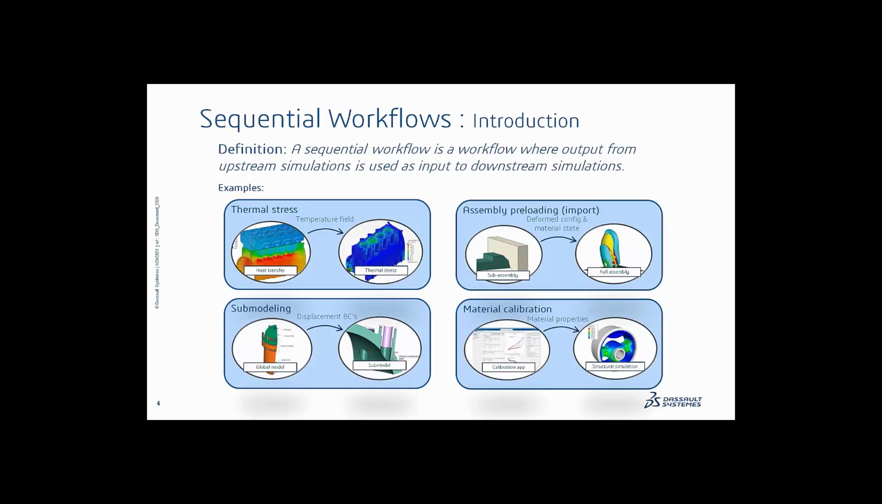And last, another example that fits our definition here is material calibration. So here, typically we take test data and then perform some type of simulation to come up with constitutive properties that can be used as inputs to downstream simulations. So that's just a survey of select, and certainly not comprehensive, types of sequential workflows.